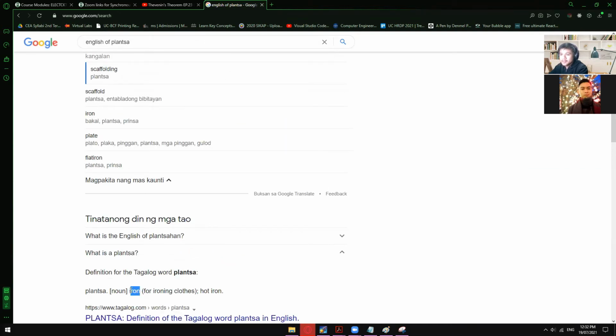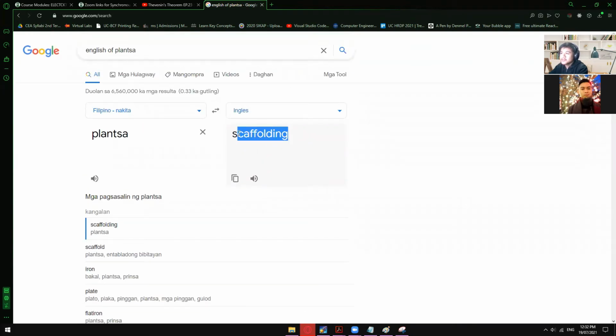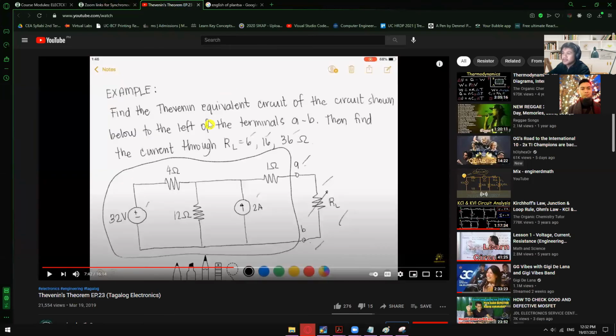Yeah, iron. Well, anyway, I think the correct terminology for that one is scaffolding. Well, I don't know with that one.